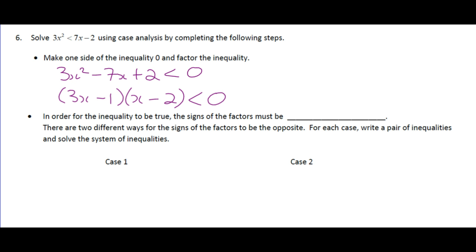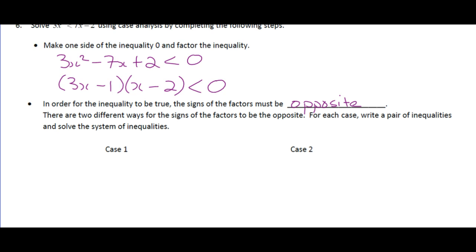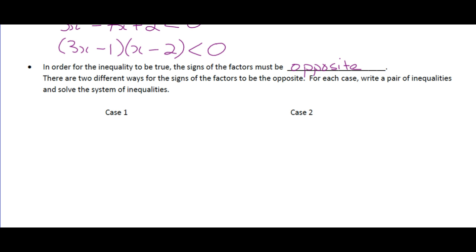Okay, this says that the product of these two things must be what? Less than 0. And what fancy word do we have for something that's less than 0? Negative. So if two things multiplied together are negative, then the signs of the factors must be opposite. You need one positive and one negative. There are two different ways for the signs to be opposite. For each case, write a pair of inequalities and solve the system of inequalities.